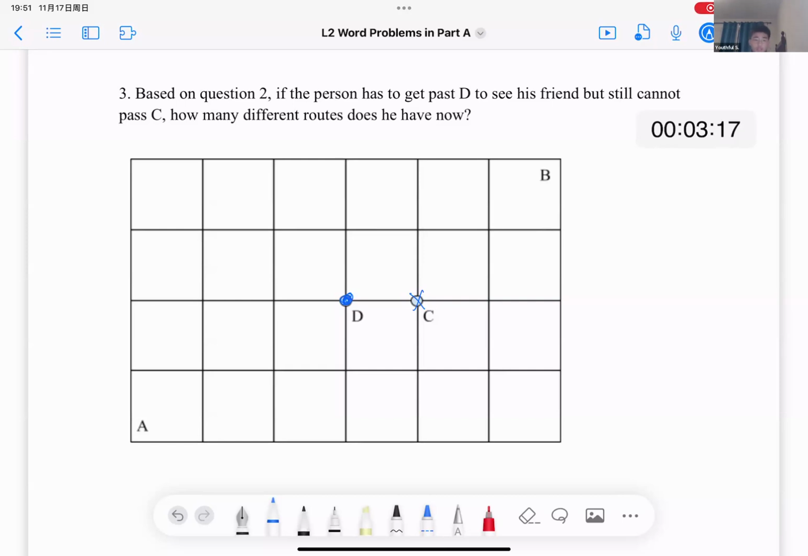So again, getting past D means you must go through the point D. You cannot do it in this way. It's not allowed because you didn't get past the point D. Okay.